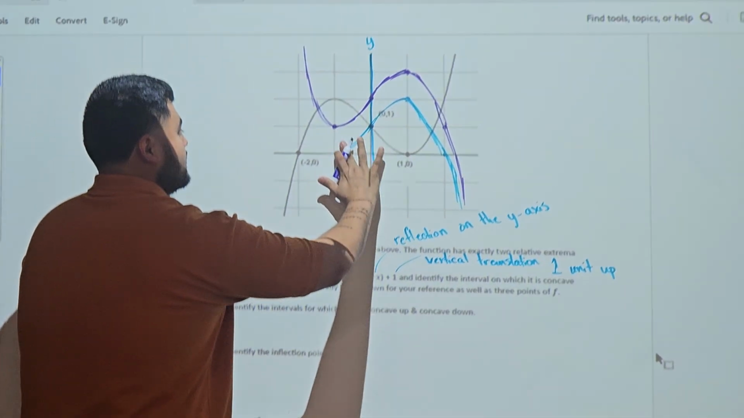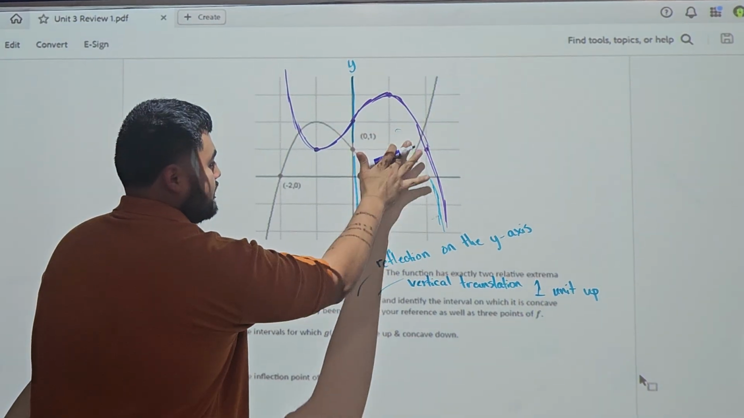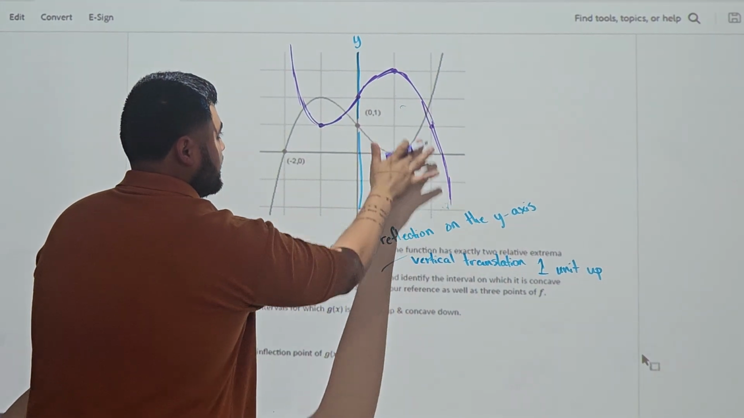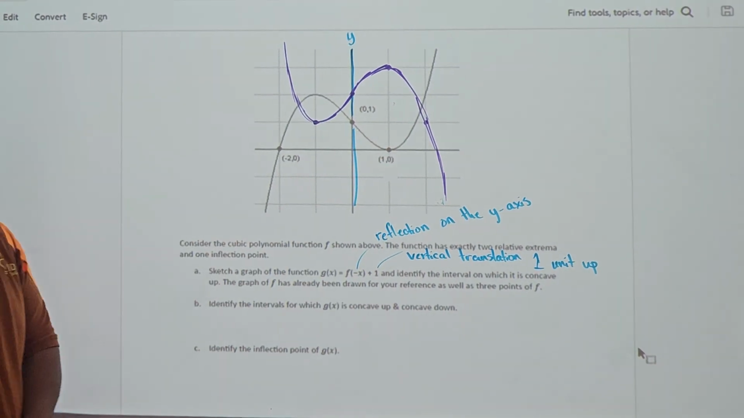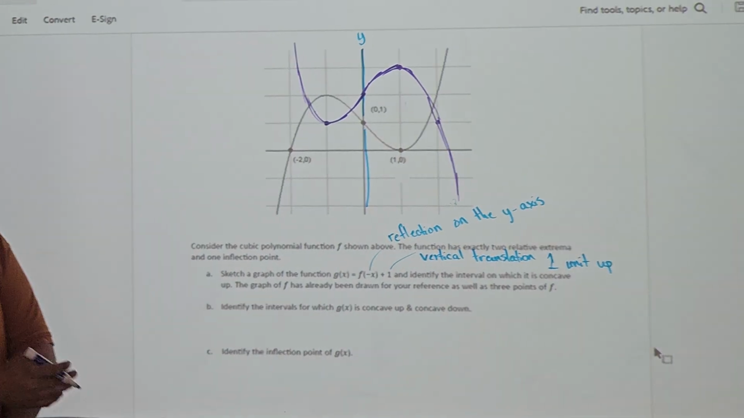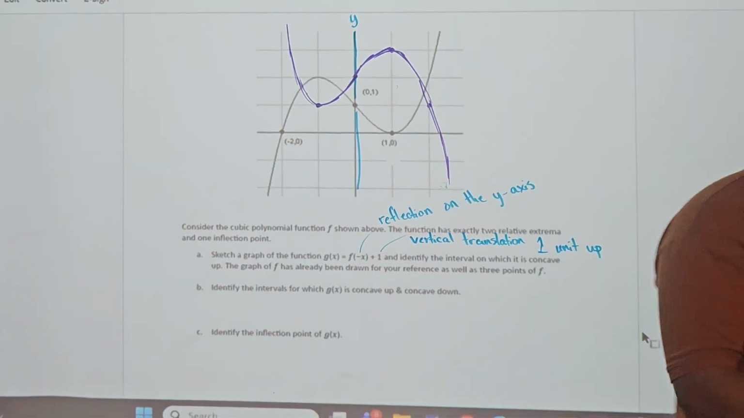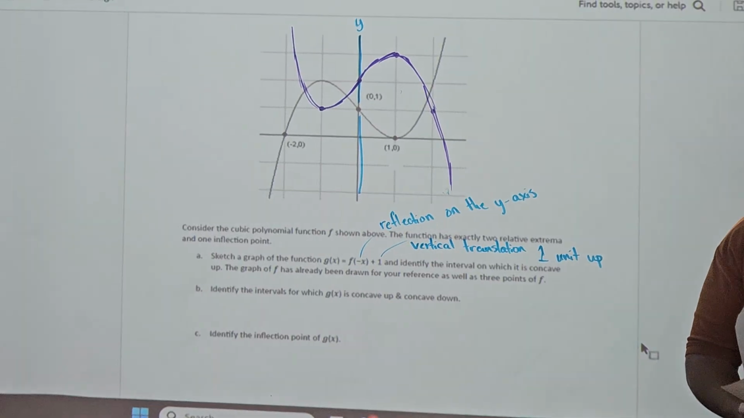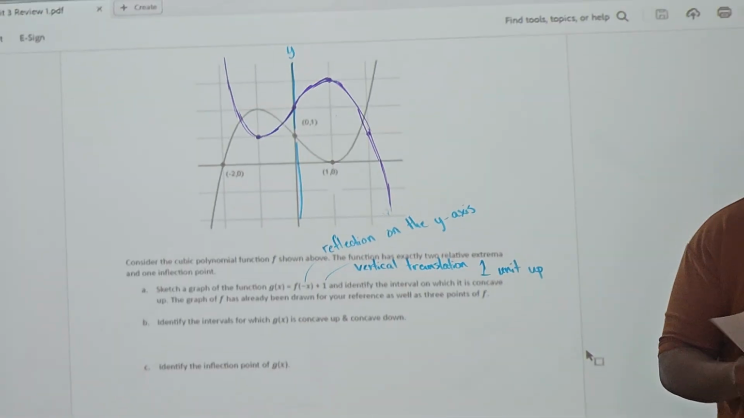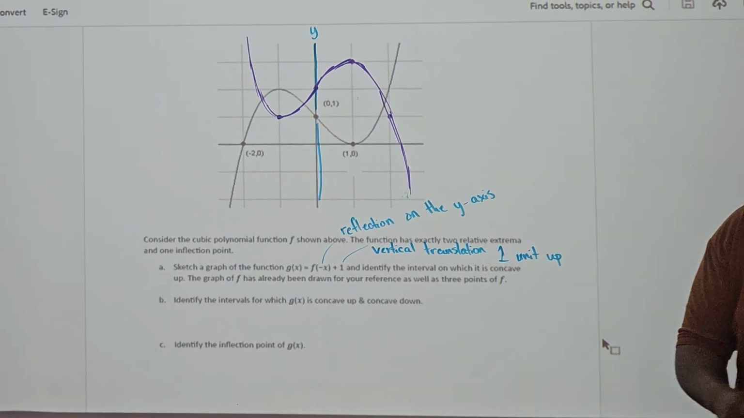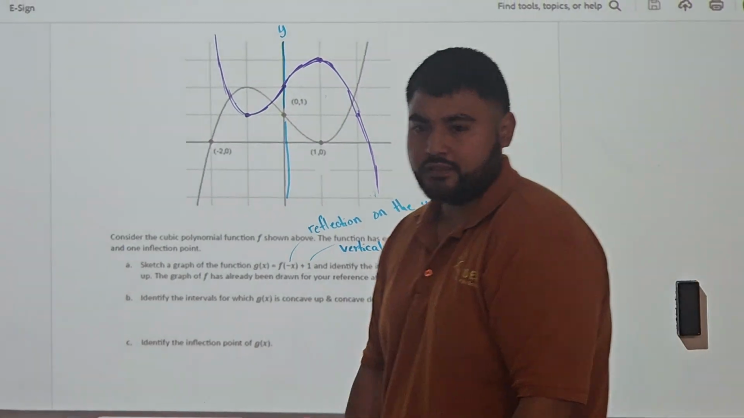Do I care about this one now? Not exactly, so just be very careful. If you want, just guide yourself through one point. I did all of them, but just guide yourself through one point. Up to you. Don't overthink it. Just remember, take care of horizontal first, and then you want to do vertical. And that's basically it.